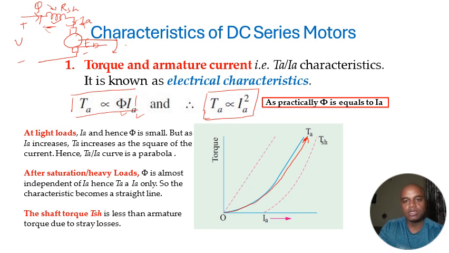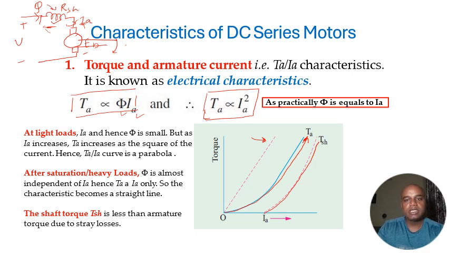and as previously discussed, the shaft torque will be slightly less than the armature torque. So this is my shaft torque, which is slightly less than the armature torque. And this dotted line which is shown over here is the characteristic which we have seen for the DC shunt motor, where the torque is linearly proportional to the IA.